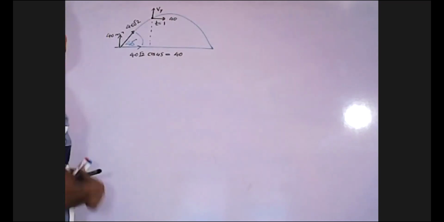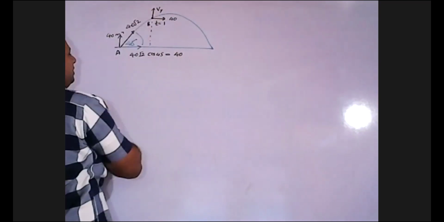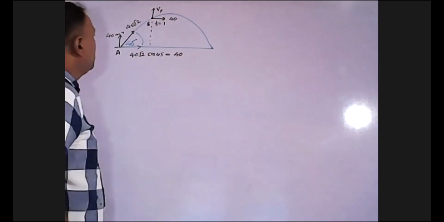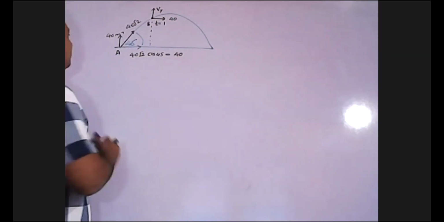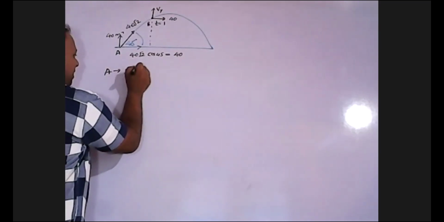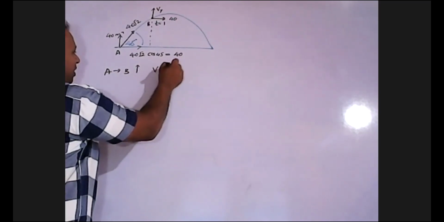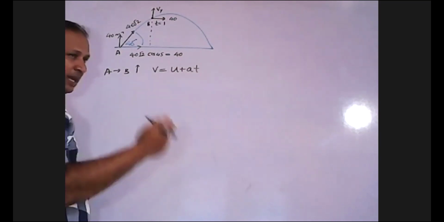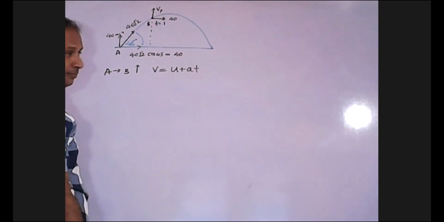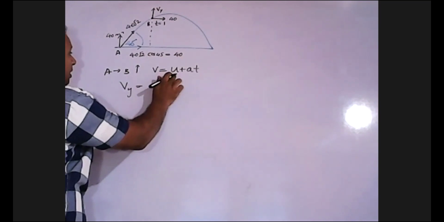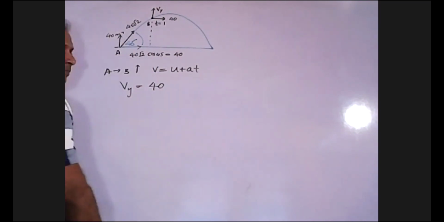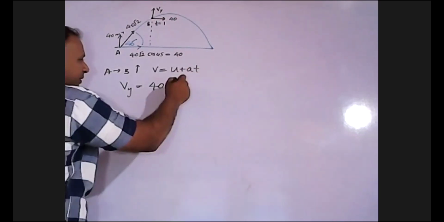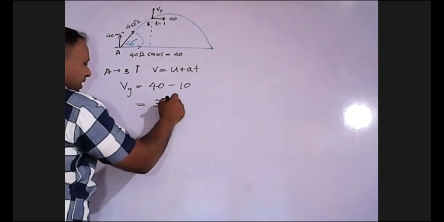How do we find the vertical component? Can anyone tell me? Yes, very good, Shakya. You can use the equation V equals U plus AT, from A to B in the upward direction, because you want to find the final velocity and you know the initial velocity, the gravitational acceleration and the time. So the final velocity Vy equals the initial velocity 40 m/s upward, the acceleration is minus 10 because it is downward, and time is 1. Therefore this is 30 m/s.